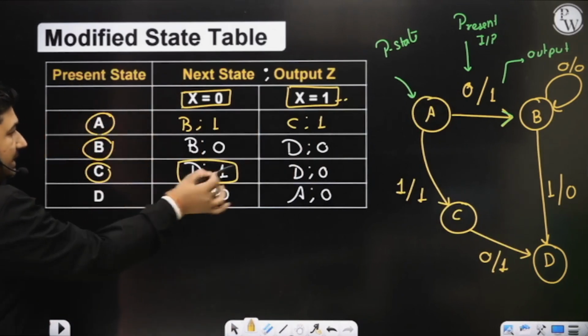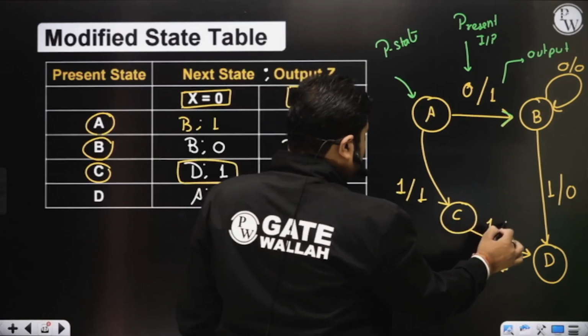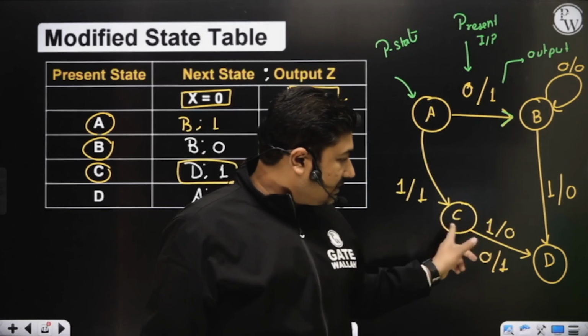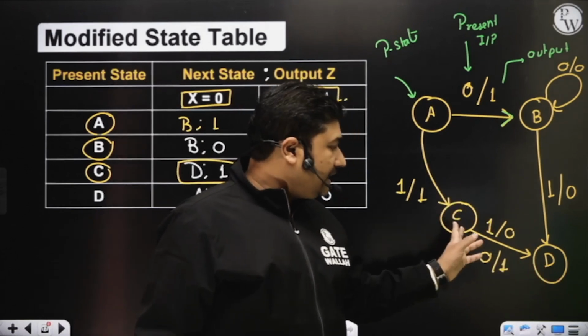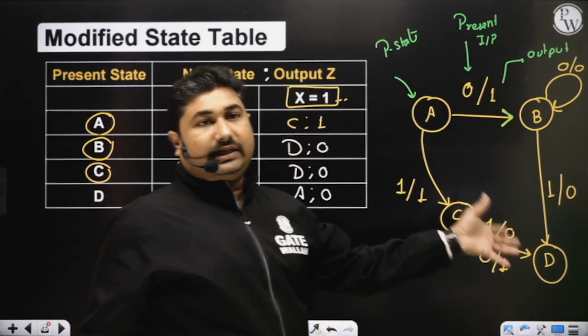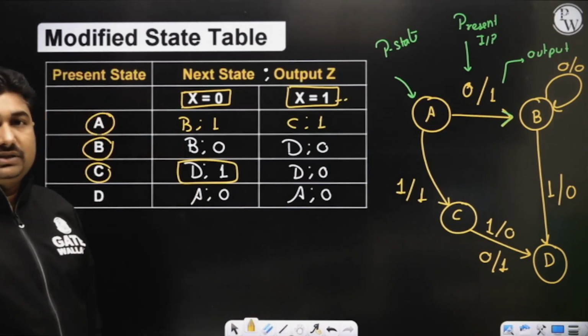Again observe, present state C with x is equals to 1. Next state D, output 0. So you can represent two different things in the same line. From C, whether it is 0 or 1, whatever will be the input, it goes to the next state D only. However, the outputs are different depending upon the input, whether input is 0 or 1.